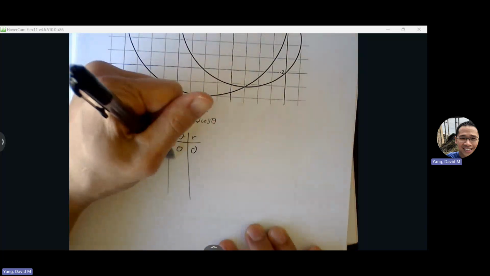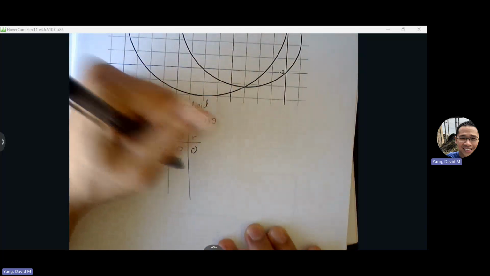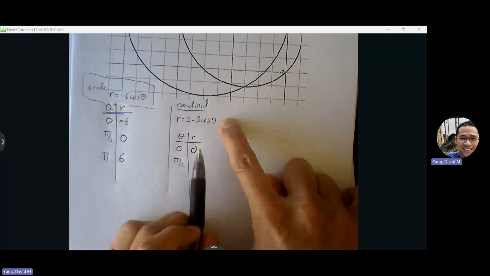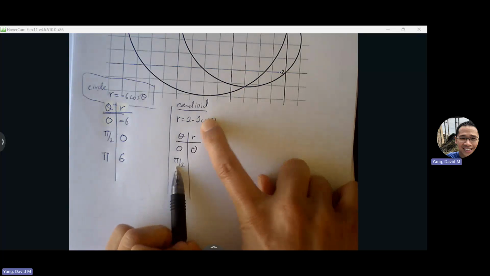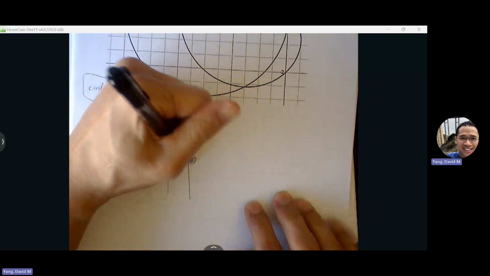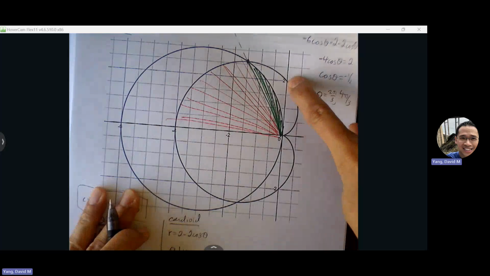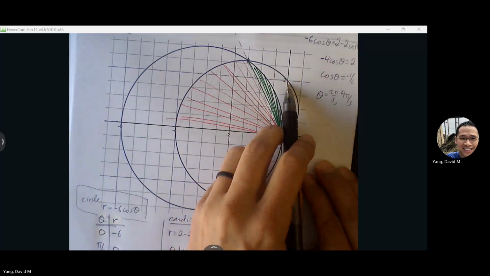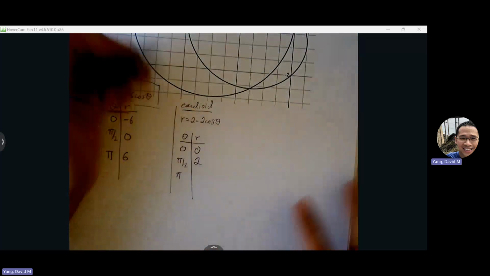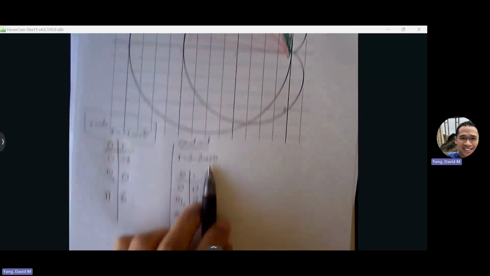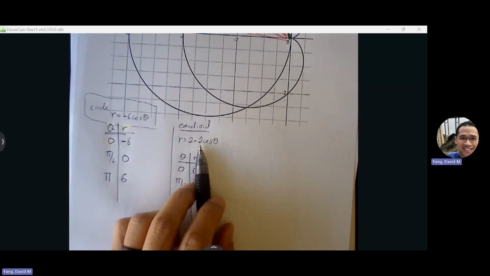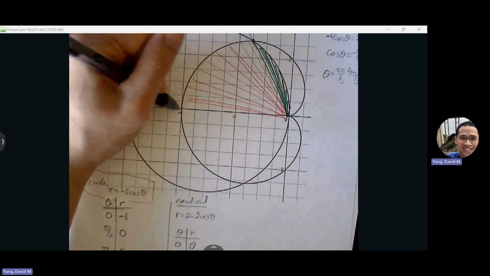Okay. Let's see here. Pi over 2. Cosine of pi over 2 is 0. 0 times 2 is 0. 2 minus 0 is 2. So then at pi over 2, the cardioid gets up to this point. At pi, cosine of pi is -1. -1 times -2 is 2. 2 plus 2 is 4. At pi, it gets to the halfway point.